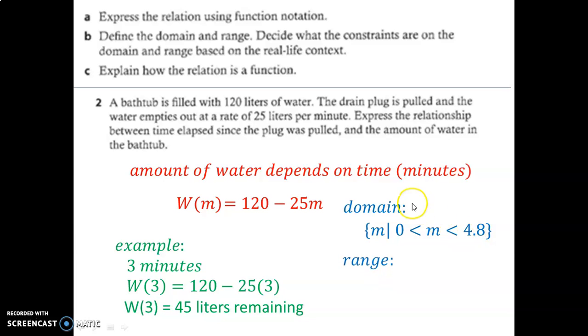Okay, so based on that domain, you get our range. If you plug in 0 into this function, you find out that there's still 120 liters of water. That makes sense. If you plug in 4.8 into this function here, you get 120 minus 120, which is 0. So our water level can be from 120 to 0. Or I guess I should have written that in the other order, right? 0 to 120. But basically, that comes from our domain.